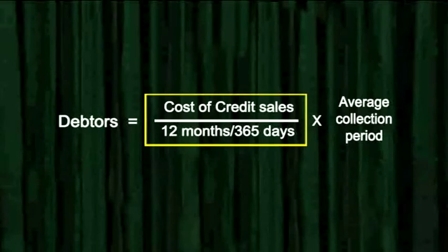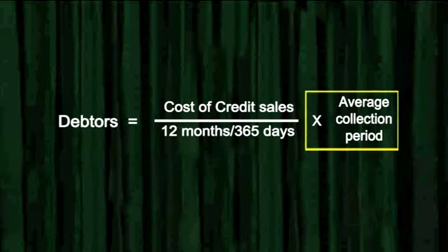Now students, we will learn another dimension of computing current assets, that is we have to compute the debtors amount. The formula is cost of credit sales divided by 12 months or 365 days into average collection period. Let us see the practical example on the screen.